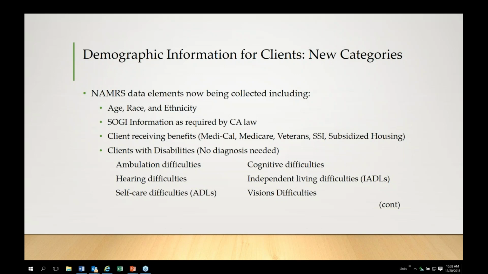For self-care difficulties, that's the language from NAMERS, and we're talking about activities of daily living: bathing, grooming, feeding, toileting, all that stuff. And I hope that's fairly clear. We also have independent living difficulties, and that's your IADLs. That's cooking, using the telephone, doing shopping, doing housekeeping, and so on. The hearing and vision difficulties are, do they need some kind of help in terms of hearing aids, glasses, and so on, where they're still having problems even with those help.